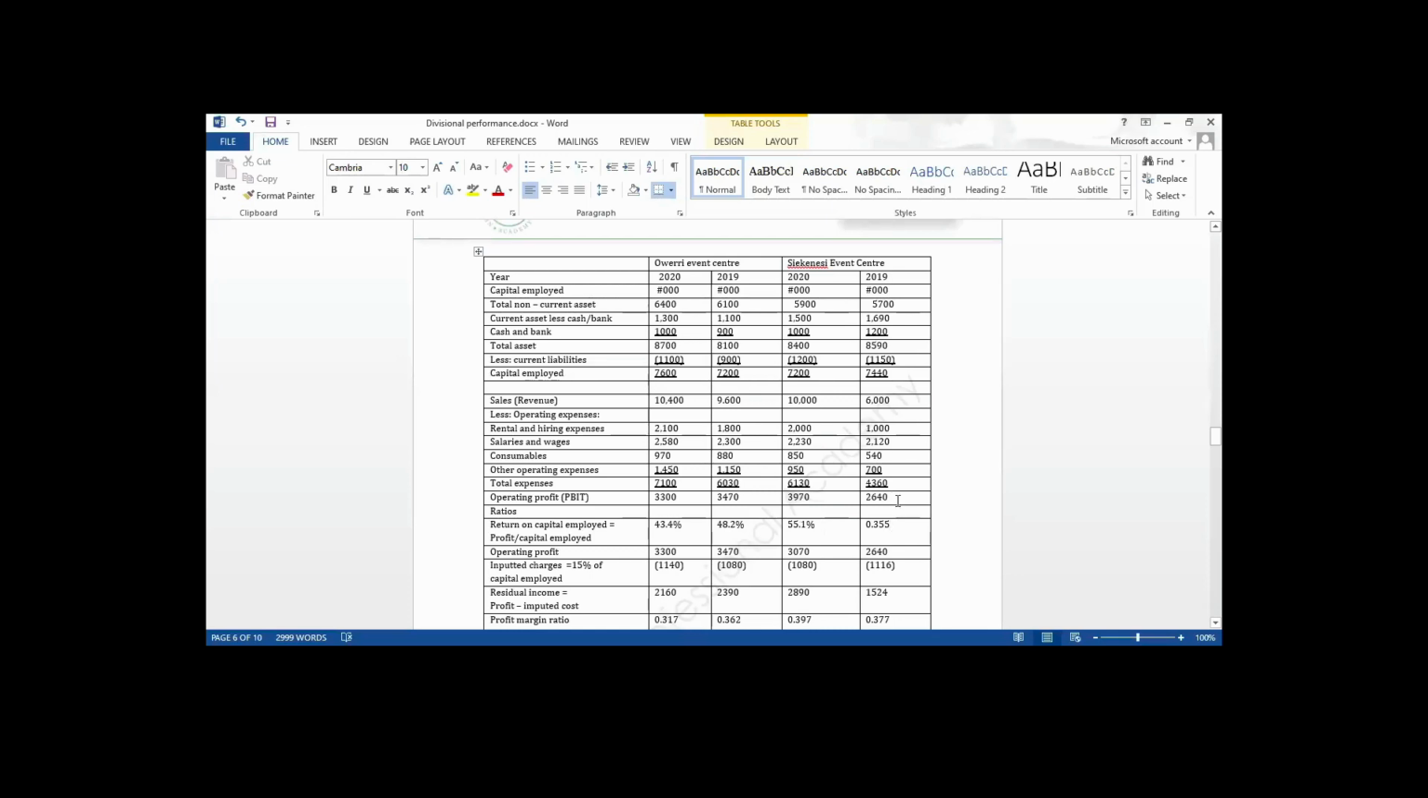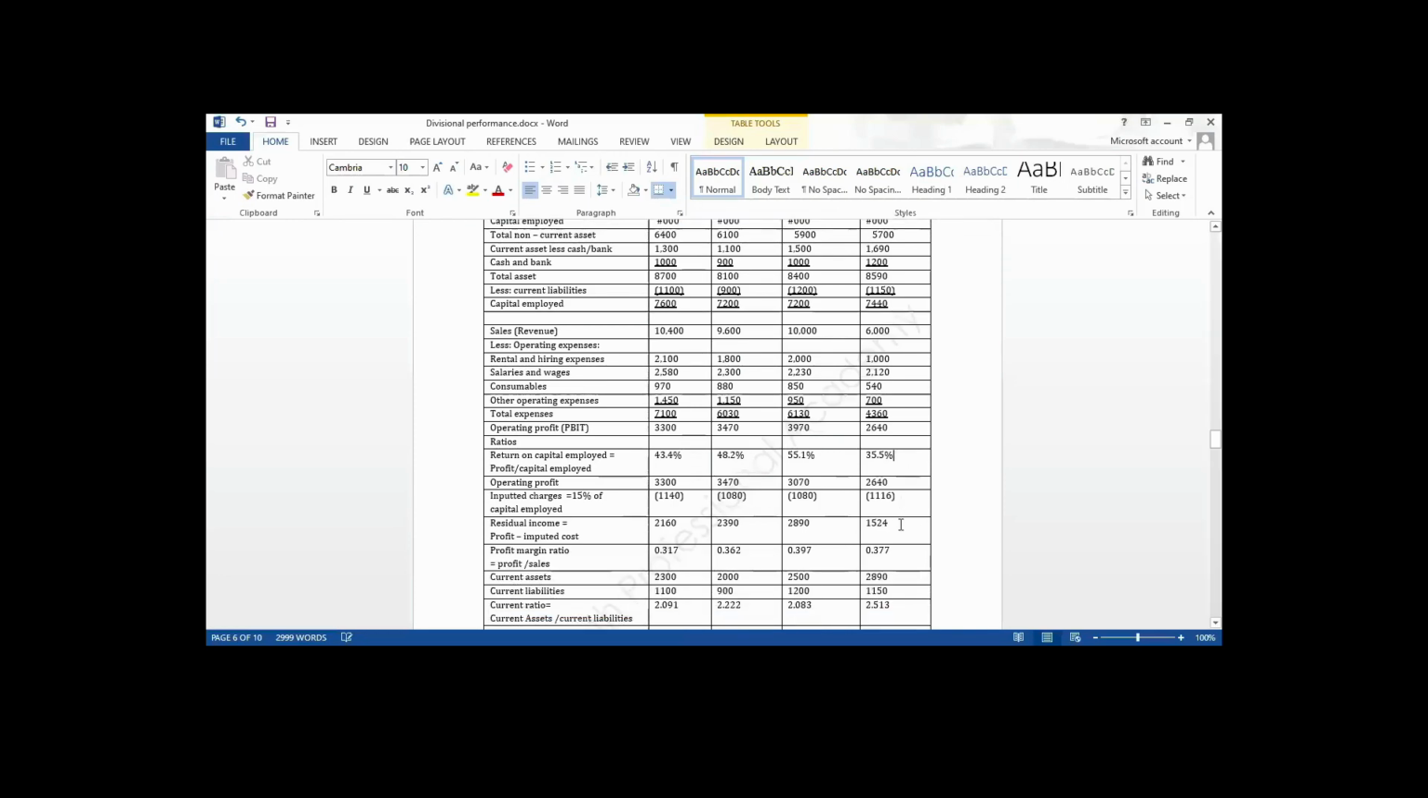Next, 2,640 divided by 7,440. 35.5%. I've just converted to percentage. You have answered A Roman figure 1.